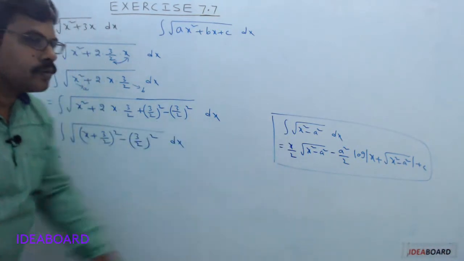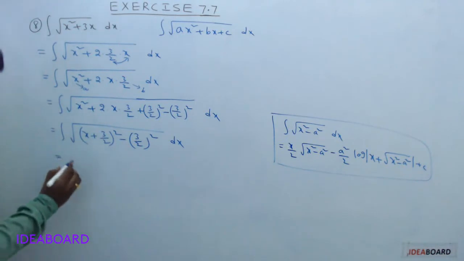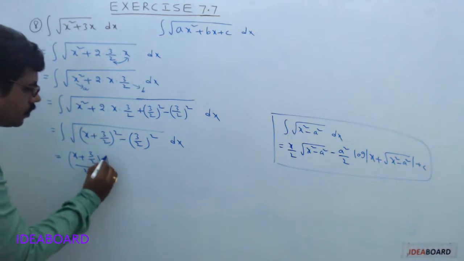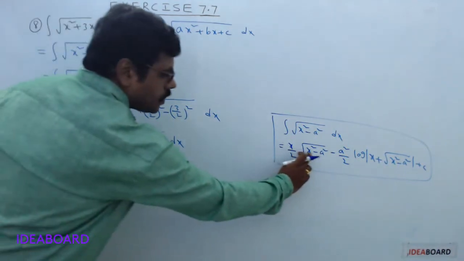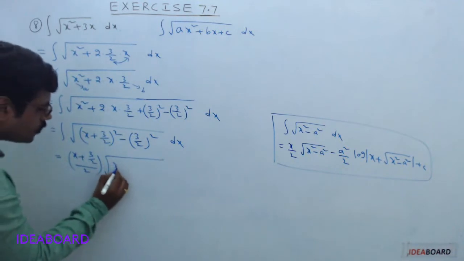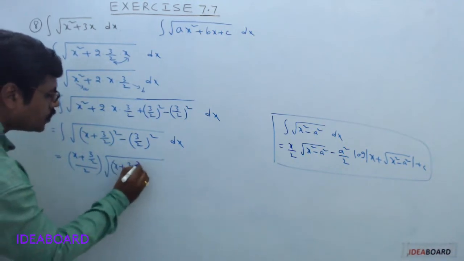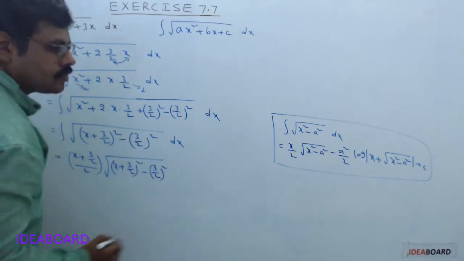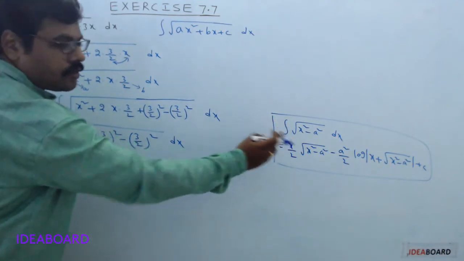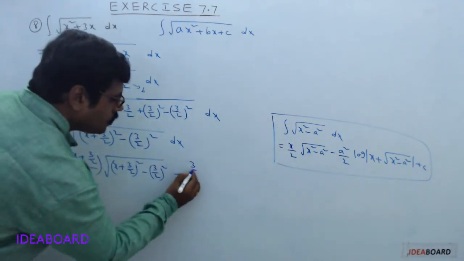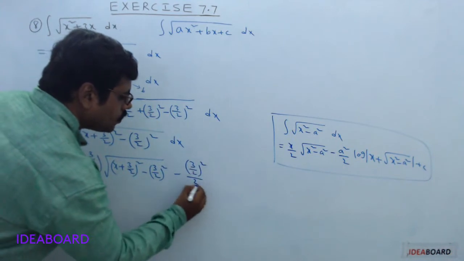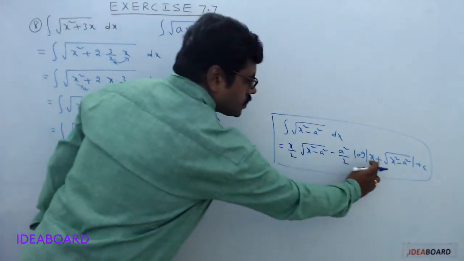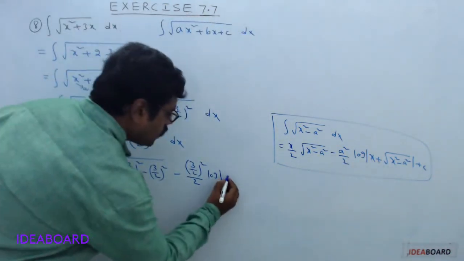X divided by 2. Here x value is x plus 3 by 2. So x plus 3 by 2 divided by 2 into square root of x square minus a square. X value x plus 3 by 2 whole square minus a square, that is 3 by 2 whole square, minus a square divided by 2. A value 3 by 2, so 3 by 2 whole square divided by 2 into log mod of x plus, here x, what is your x value?